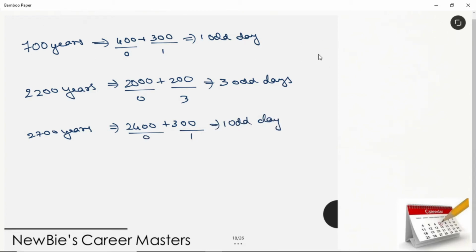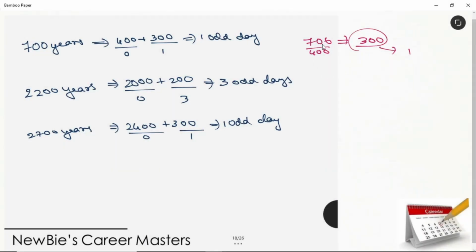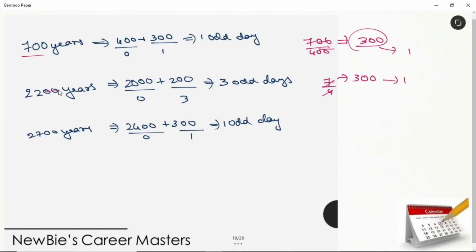Maybe you can solve this in a different way. Okay, 700. See, 700 divided by 400, take out the remainder. 300 is the remainder. Take out the number of odd days for this 300, 1 odd day. Or what we can do? See, ignore the last 2 zeros. Take the value 7. 7 divided by 4. What's the remainder? 3 is the remainder. Consider this as 300. Now, how many odd days are there in 300 years? 1 odd day.